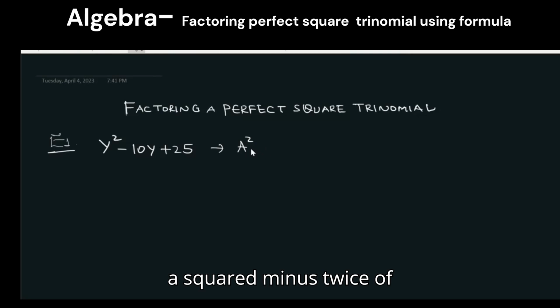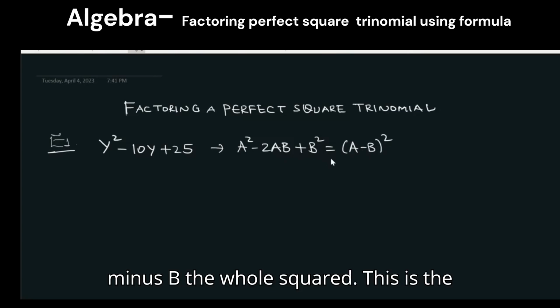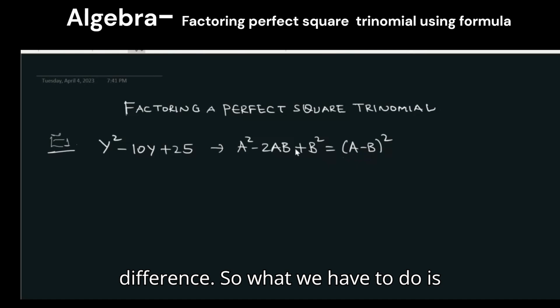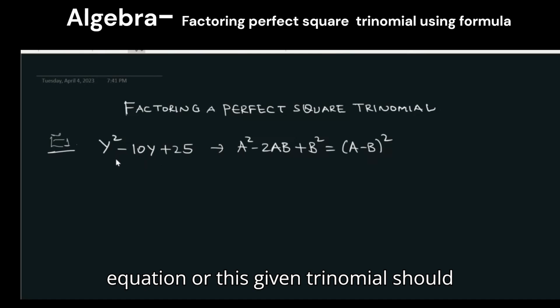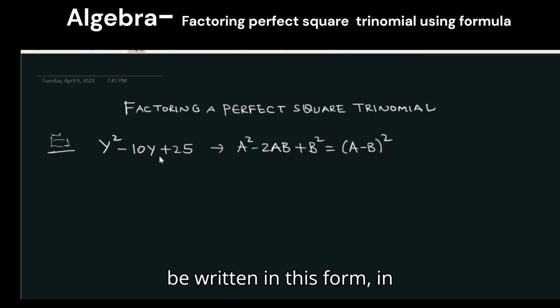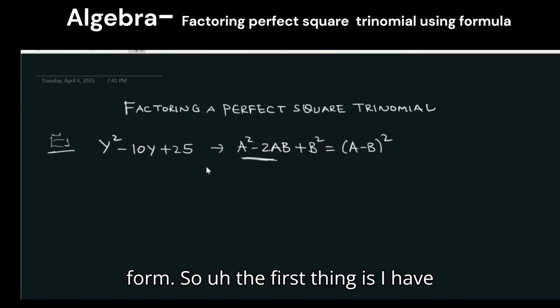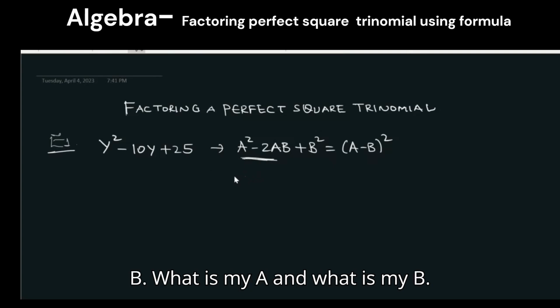a squared minus twice of ab plus b squared equals a minus b the whole square. This is the formula, the square of the difference. So what we have to do is write this given trinomial in this form. The first thing is I have to decide what is my a and what is my b.